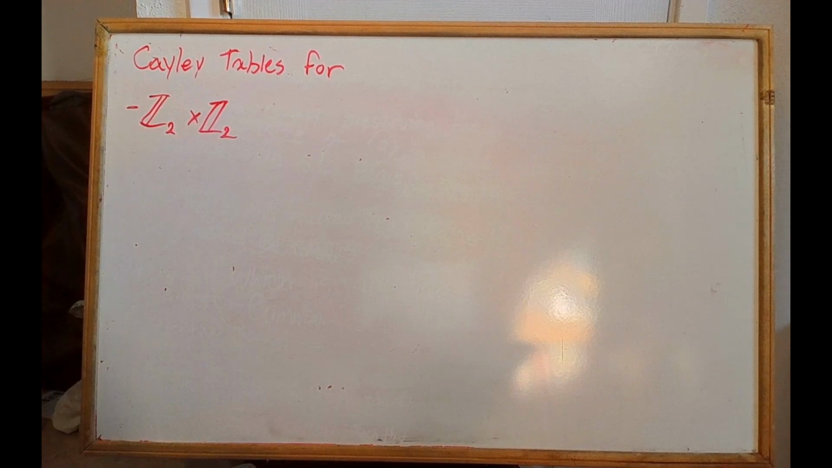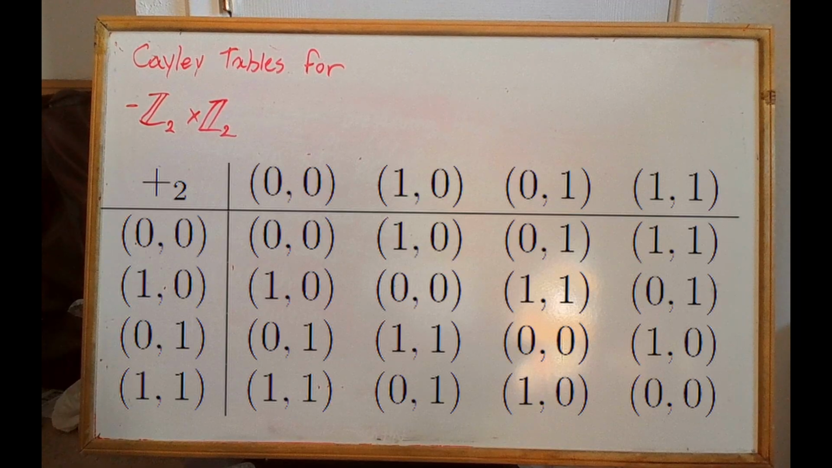And here's one for the Klein 4 group, also called Z2 cross Z2. We haven't discussed that much, but that cross is called a Cartesian product. Basically it's just adding components. So Z2 cross Z2 is just the integers modulo 2 under addition, and then another entry of the same type. The Cayley table for that looks like this.